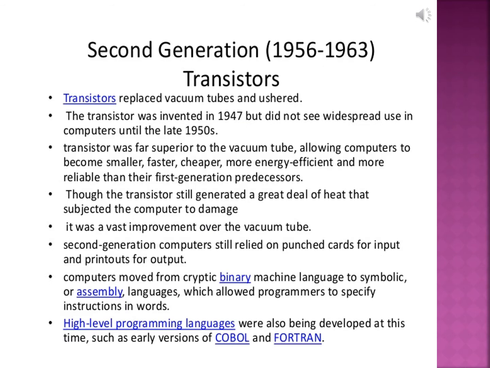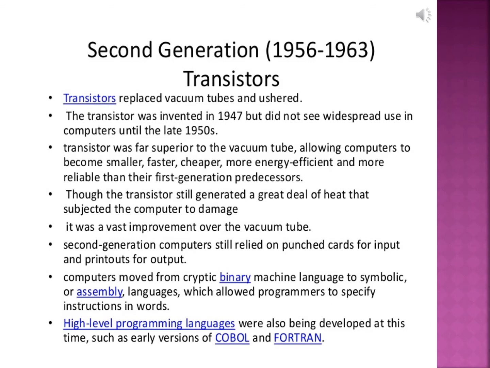In 1956, the second generation operating system came. Transistors replaced vacuum tubes. The transistor was invented in 1947 but did not see widespread use in computers until the late 1950s. The transistor was far superior to the vacuum tube, allowing computers to become smaller, faster, cheaper, more energy efficient, and more reliable than their first generation predecessors. Though the transistor still generated a great deal of heat that subjected the computer to damage, it was a vast improvement over the vacuum tube.